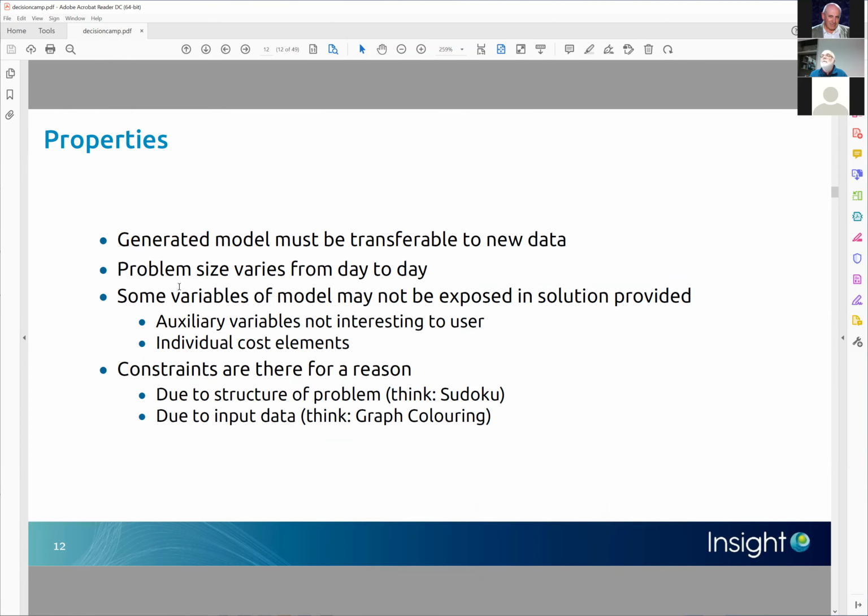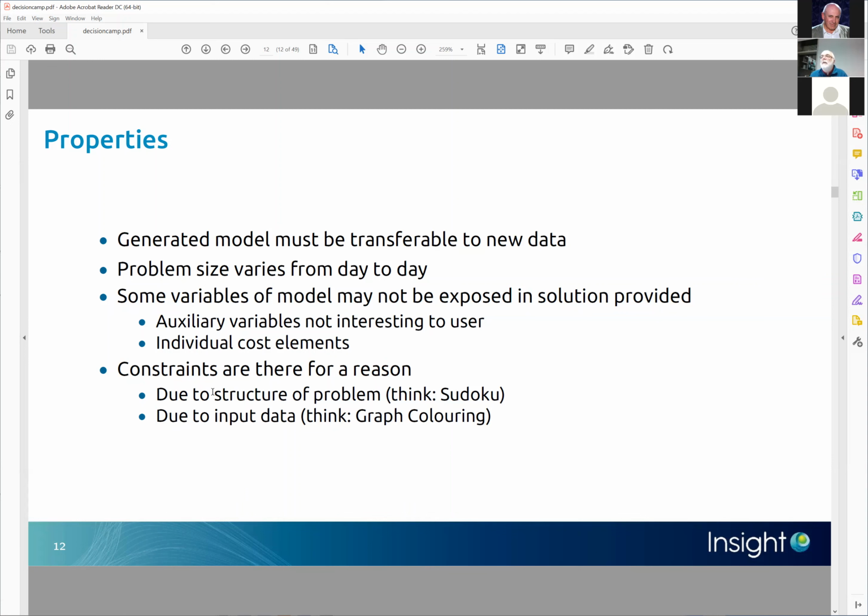Obviously, the problem size varies from day to day. Let's say in a scheduling problem, the orders are different every day, and the number of orders. You may not see all the variables of the model, and you may have to invent some of those or deduce some of those because the user does not actually include them in the solution.